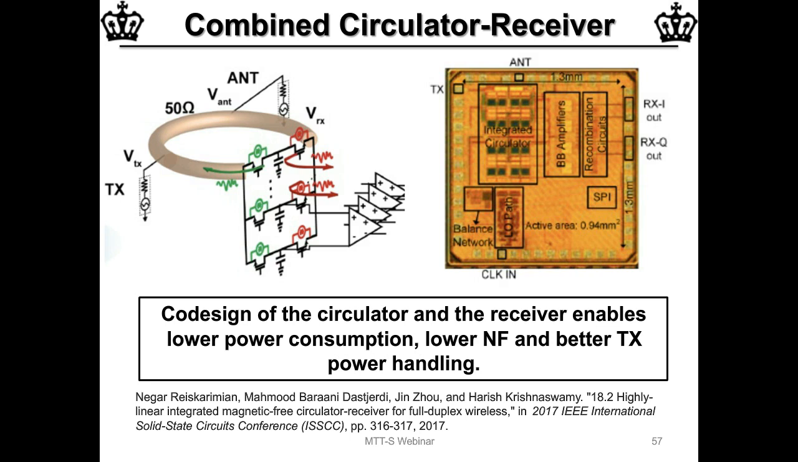So essentially, this circulator embeds the down conversion mixer of a receiver in it, which means that I can throw away the low noise amplifier and the mixer that I would normally have in the receiver that follows the circulator, and I can just take the baseband signals from these capacitors out. So it was a combined circulator and receiver all rolled into one.